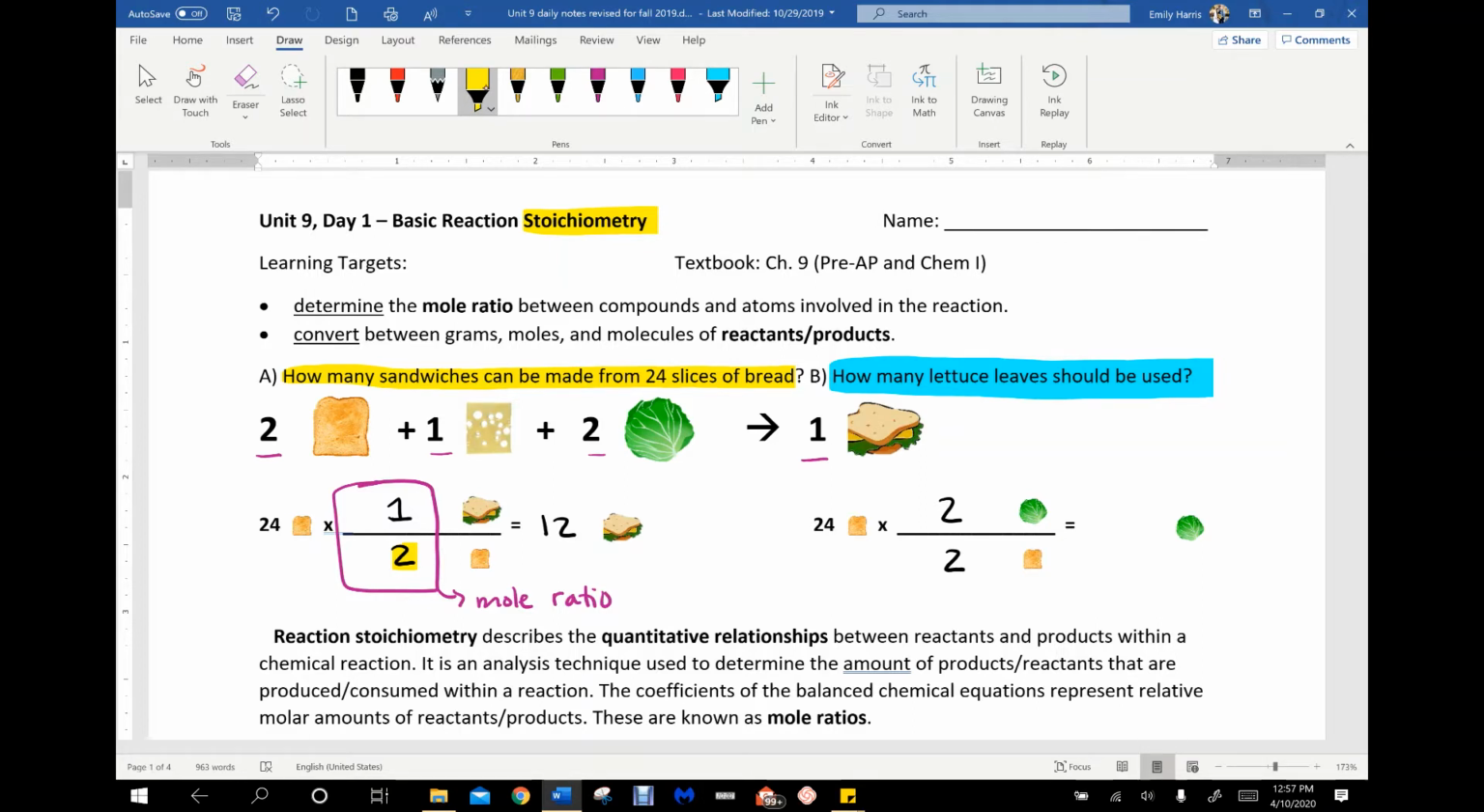So I multiply by the top, so that would be 24 times 2. Then I divide by the bottom. Because times 2 divided by 2 is just 1, I should also need 24 leaves of lettuce, all right? That's the idea: our reactions give us a ratio that can be used to convert between different reactants and products, okay?